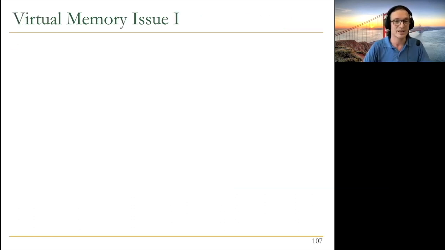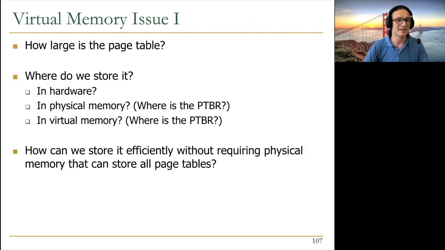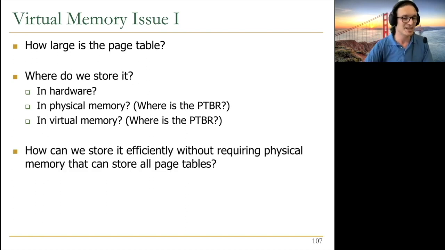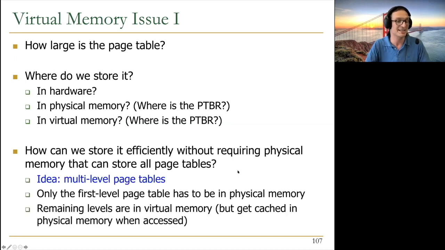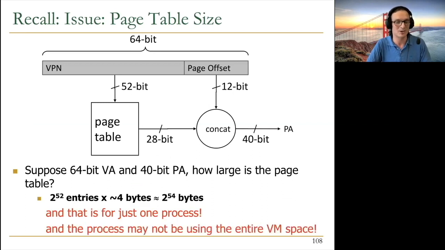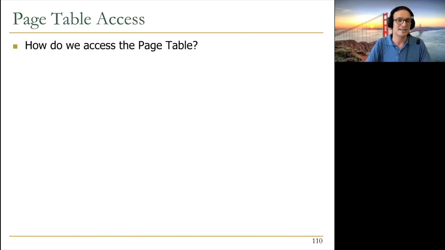So issue one is, how large is the page table? Where do we store it? In hardware, physical memory, virtual memory? I think we've already discussed these questions. With multi-level page tables, part of the page table is in physical memory, and the rest is in virtual memory, and some of it is not allocated also. And how can we store it efficiently without requiring physical memory that can store all page tables? The idea is multi-level page tables, as we have discussed. This is the slide that I'm showing you for the fourth time, perhaps, because we saw it in the last lecture also. And we've already discussed the solution.